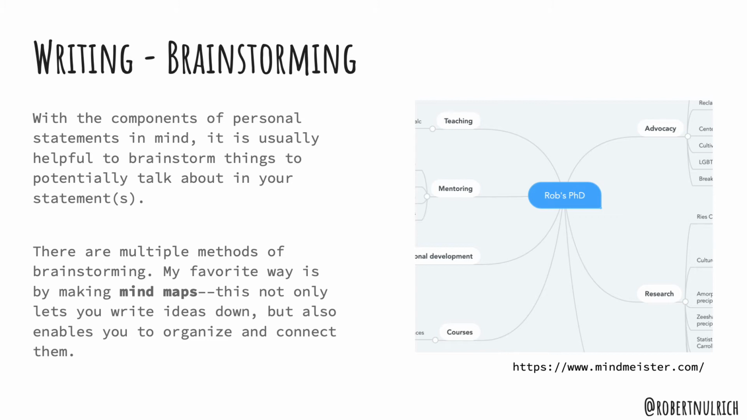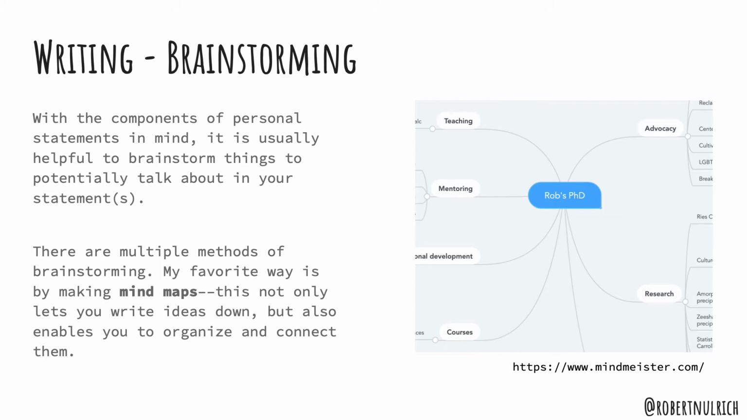Now that you know the overall structure of a personal statement, we can start to talk about the process of actually writing one. Usually what people have the most problems with is the problem of a blank page and not really knowing where to start. So I think it's usually helpful to try to brainstorm potential things to talk about. One of the most useful tools, at least for me, for brainstorming is creating concept maps that really let you word vomit words onto a page, as well as connect and organize them.